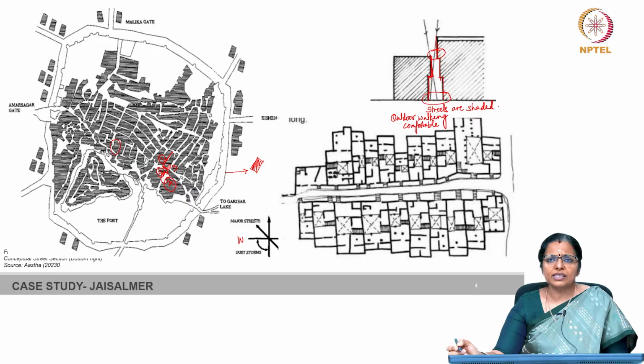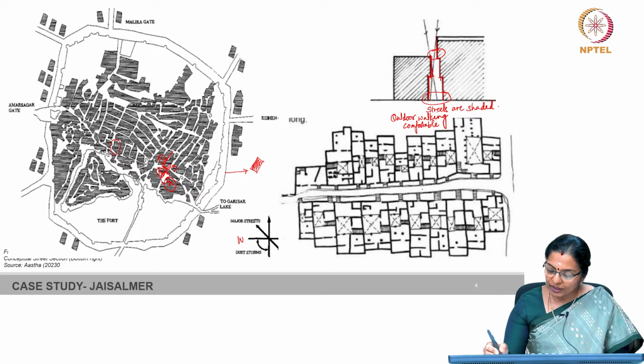So, Jaisalmer streets are community hubs with open spaces and they feature house design with courtyard layouts. Now, you can see this is a typical street which has houses on either side. You look at the planning of this street, look at the planning of the houses.